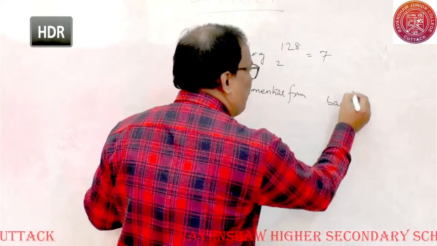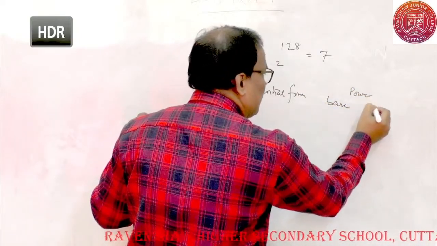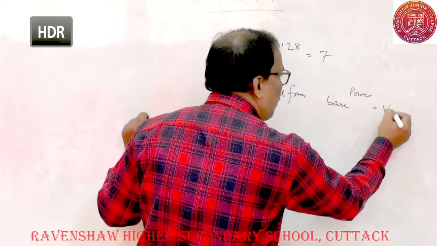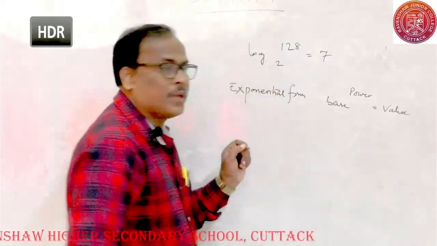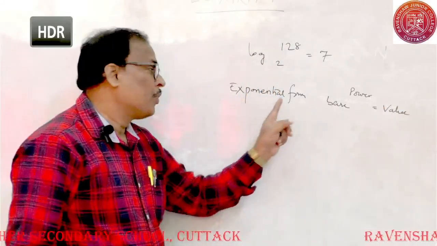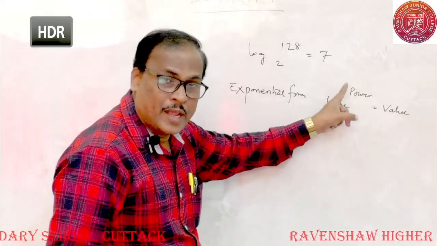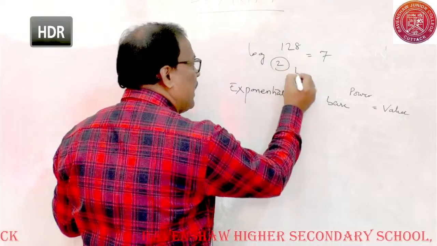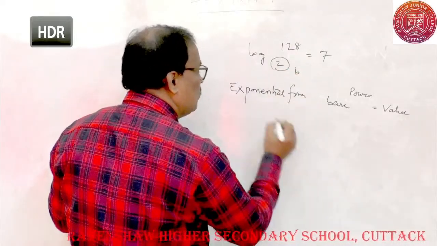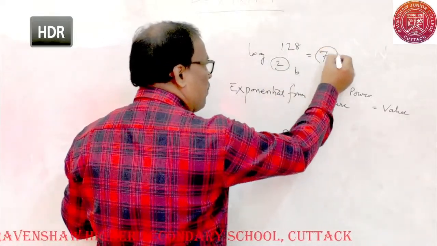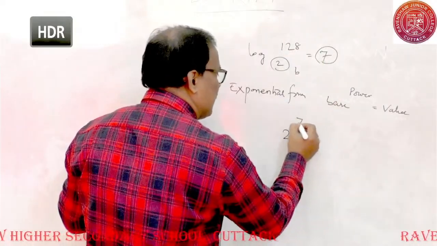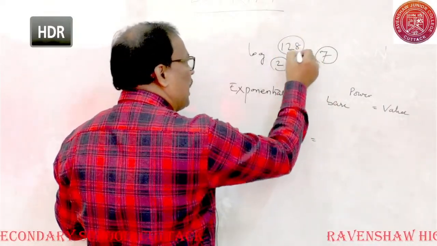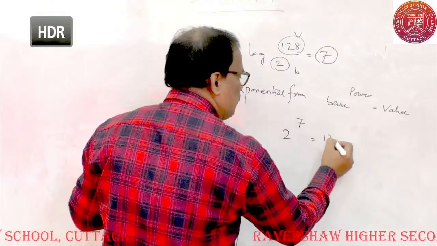Base to the power of index is equal to value. That is the exponential format: base to the power of index is equal to value. Here the base is 2, the power is 7, this is your value, so 2 to the power 7 is equal to 128.